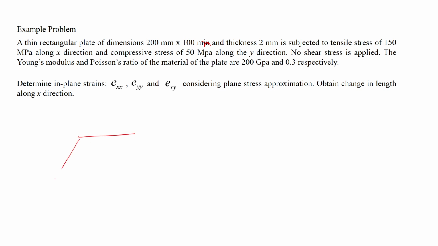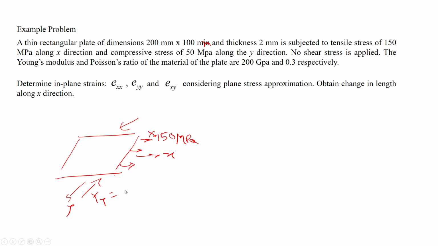So, basically what we have is this: this is the x axis and this is the y axis, and along these there are stresses applied. This is 150 MPa, so let us say this is σxx and this is the y direction. Now, the compressive stress along the y direction, so the stress is along this direction. So, here σyy is equal to 50 MPa and we should have a negative sign here. Now, no shear stress is applied.